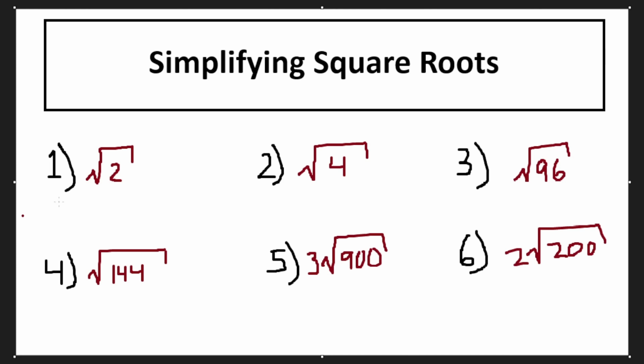Hi everyone, today I'll be showing you how to simplify square roots. Specifically, we'll be going over the square root of 2, square root of 4, square root of 96, square root of 144, 3 times the square root of 900, and 2 times the square root of 200.